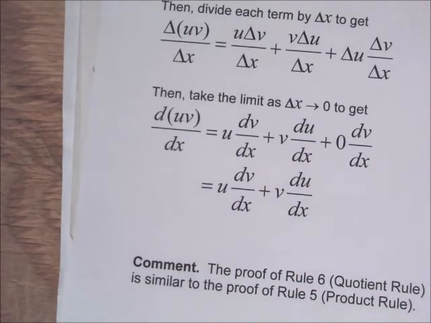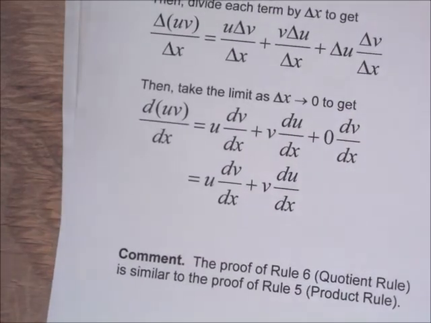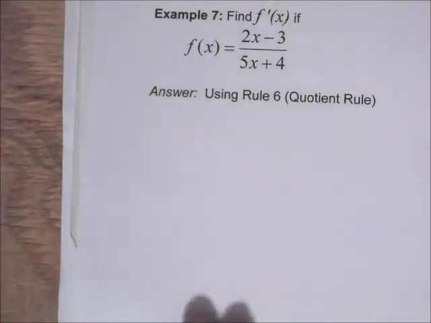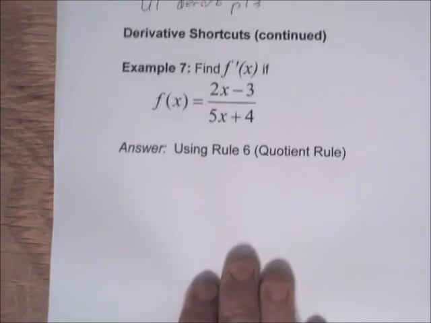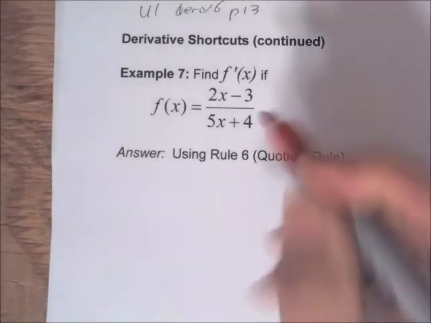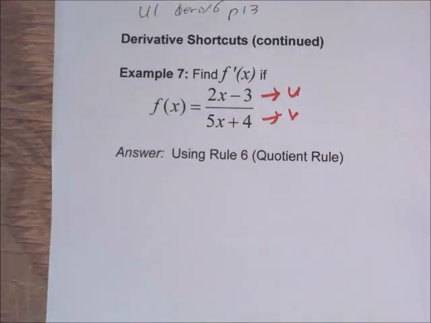The proof of rule 6, the quotient rule, is similar to the proof of the product rule. I think it's in the textbook, but I'm not going to go over it here. But I will go over an example of using the quotient rule. So in this example, we have f of x is equal to 2x minus 3 over 5x plus 4. So this is u, and this is v.